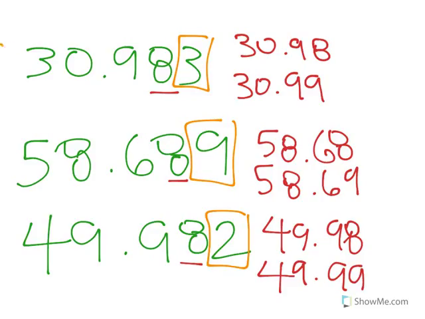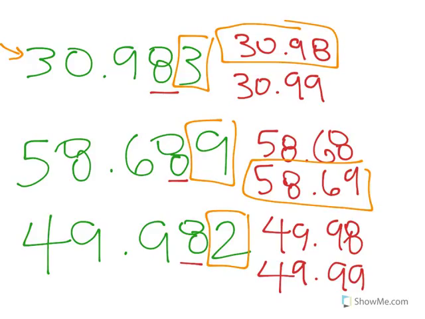So in that first problem here, 30.983. Okay, is 3 5 or greater? No, it's not. So I stay with this number here. So 58.689, that 9 is the important thing to pay attention to. Is 9 5 or greater? Yes, it is. So I go up to the next number. And the last problem, 49.982. Is 2 5 or greater? No, it's not. So I stay with this problem here. And that's how you round.